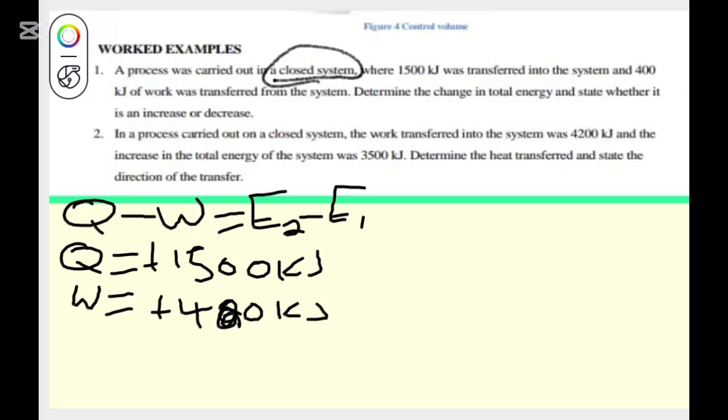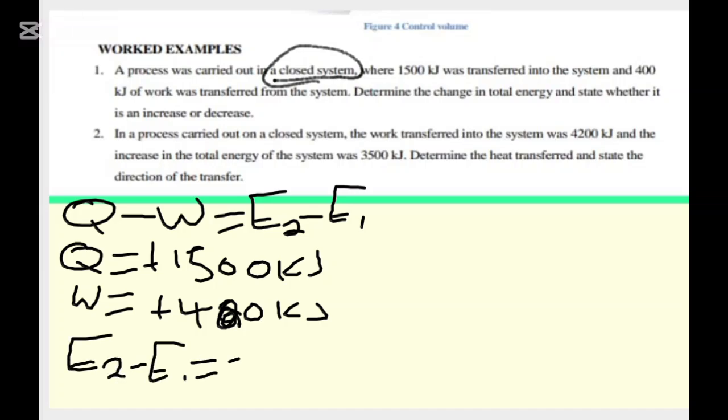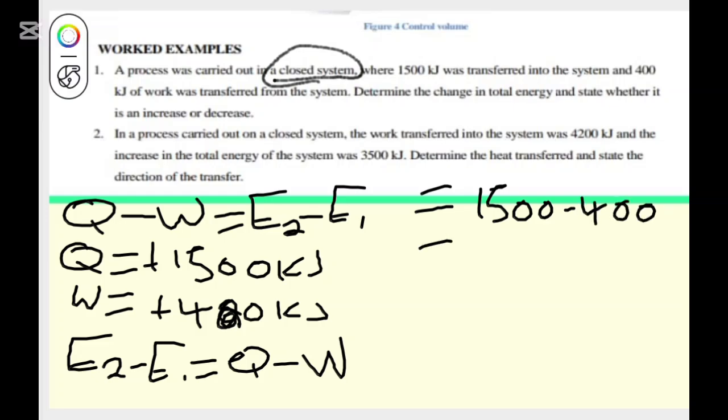And the next thing you have to take note of is that this is the same thing as saying E2 minus E1 is the same thing as Q minus W. And the value that we are given for Q is 1500. So E2 minus E1 is the same thing as 1500 minus 400.